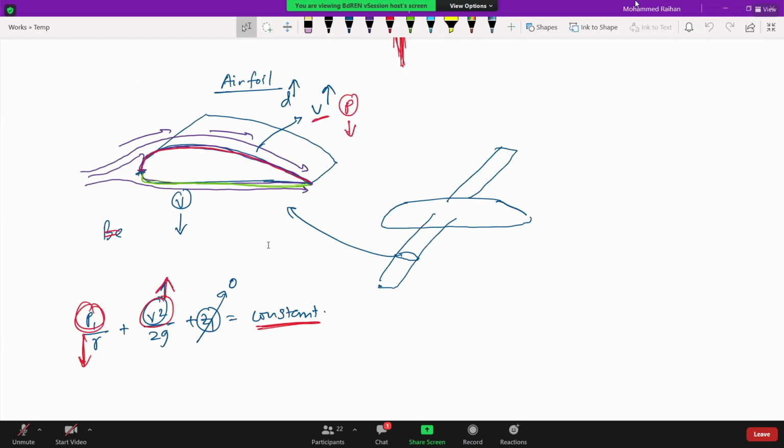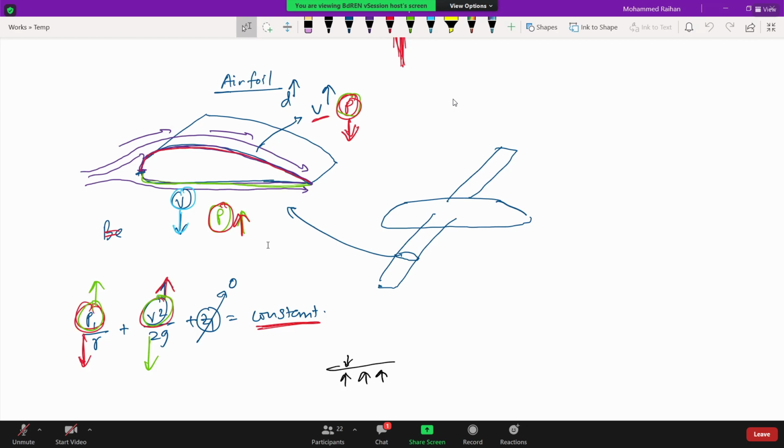Let's go to the bottom section. Since the velocity is less, if the velocity is less, what will happen to the pressure? Pressure will be more. So you see the pressure at the top is less and the pressure at the bottom is more, right? So you have this plate where the pressure is less at the top and more at the bottom.